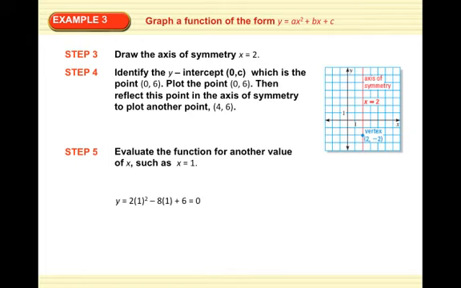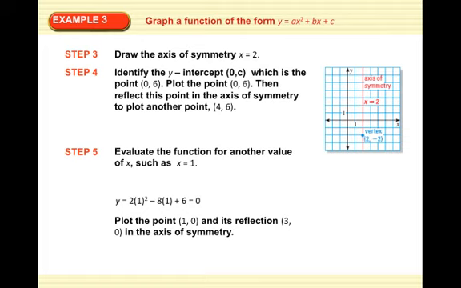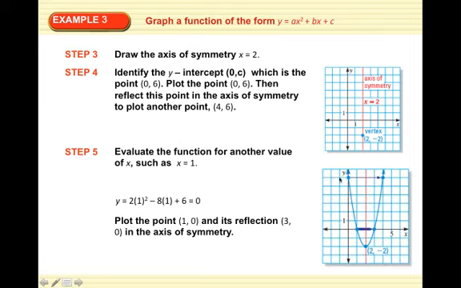So we're going to plot the point (1, 0). And its reflection, so let's see, (1, 0) is right here. It's 1 unit to the left of our axis of symmetry. So we're going to reflect across the axis of symmetry to 1 unit to the right. And that'll give us the point (3, 0). All right, so you can see here we've got our (0, 6) and the reflected point (4, 6). Here we've got our point (1, 0) and its reflection (3, 0). And now we can draw in our nice parabola.